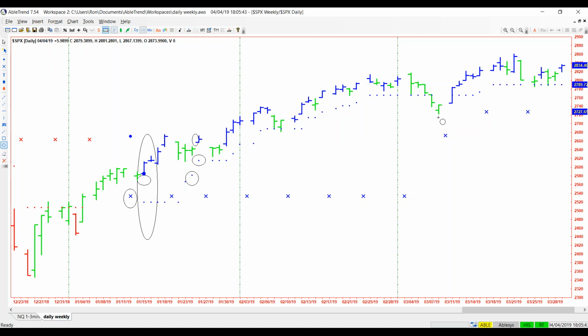Stopped out here. Clearly we were stopped out there, but now AbleTrend had the buy signal, all clear for the market. 26.20 was the price. Out over here at 27.40, that's a sweet little trade right there. And then here's your sweet spot.